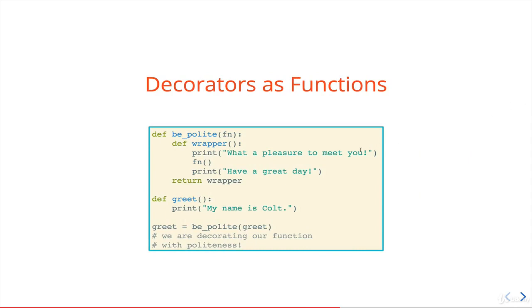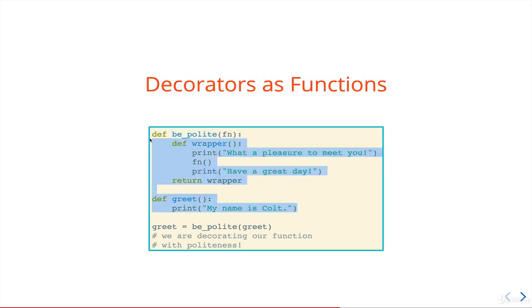So here we have our basic function called greet, and it just prints, my name is Colt. But then we have this other function called be polite that takes a function as an argument, a higher order function. And not only does it take a function as an argument, it actually returns another function that's defined inside. So we have a function that we're calling wrapper. It does not have to be called that, it can be called anything, but we're going to return it from be polite. And all that it does is print, what a pleasure to meet you, and then it executes function, whatever was passed in, and then it prints, have a great day.